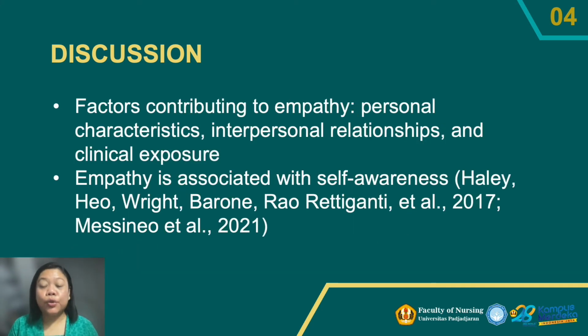Several factors, including personal characteristics, interpersonal relationships, and clinical exposure, can positively influence the increase of empathy among nursing students in the health field, according to results of this review. Empathy is also significantly associated with self-awareness. A study by Haley et al. found that nursing students can enhance their empathy by incorporating active listening and self-awareness into their clinical practice.